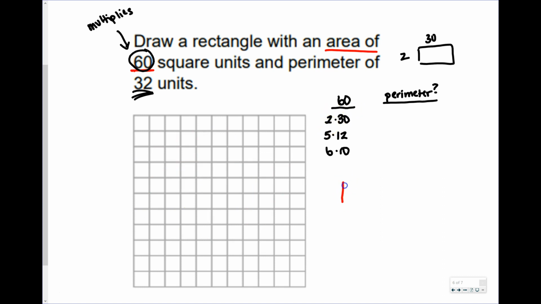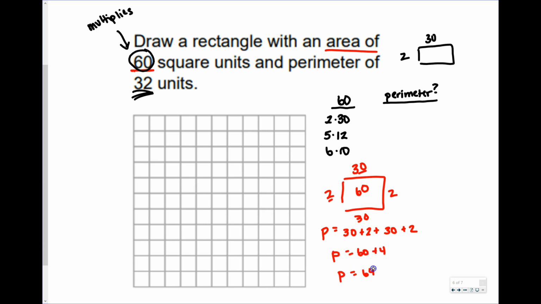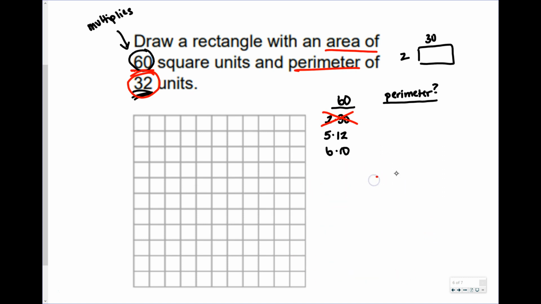If I have a square that has 2 and 30 here, the area is 60, right? But my perimeter is really 30 plus 2 plus 30 plus 2, which gives me 60 plus 4, which gives me 64. Is that what I want? Do I want a perimeter of 64? No. So this can't work. Okay. How about 5 and 12?